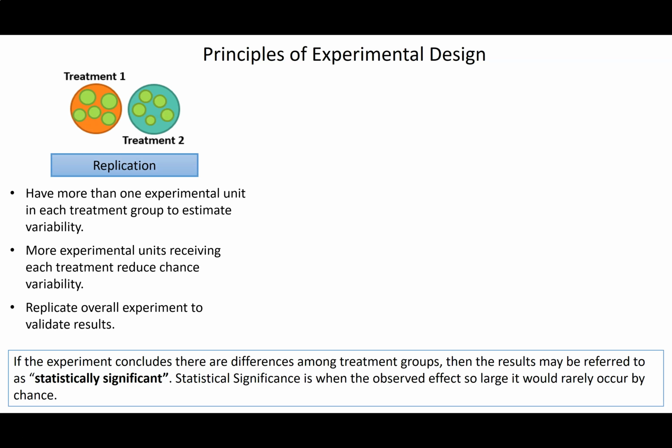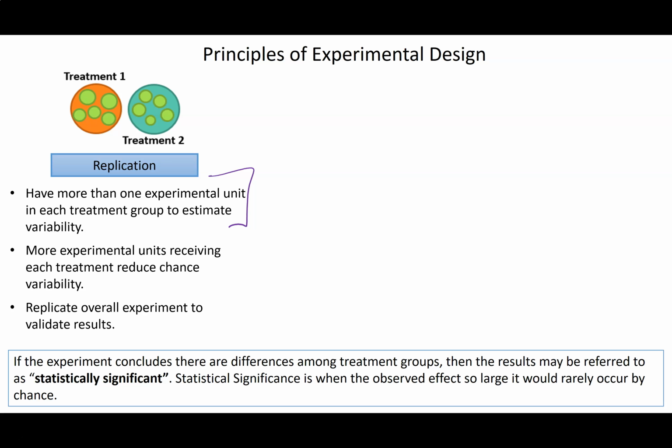So the principles of an experimental design. So the first thing is replication. And I really want to focus on this one because a lot of folks misunderstand it. So it's having more than one experimental unit in each treatment group. So this means that you apply each treatment to more than one individual. So if I have a new cancer treatment and an old cancer treatment, I have to apply each treatment to more than one individual. That's what this means.